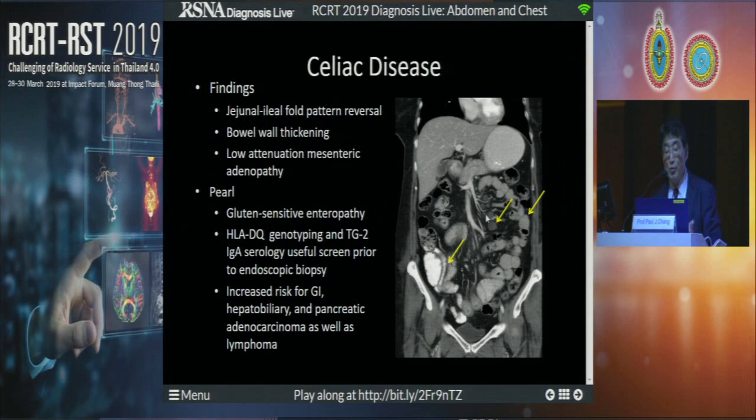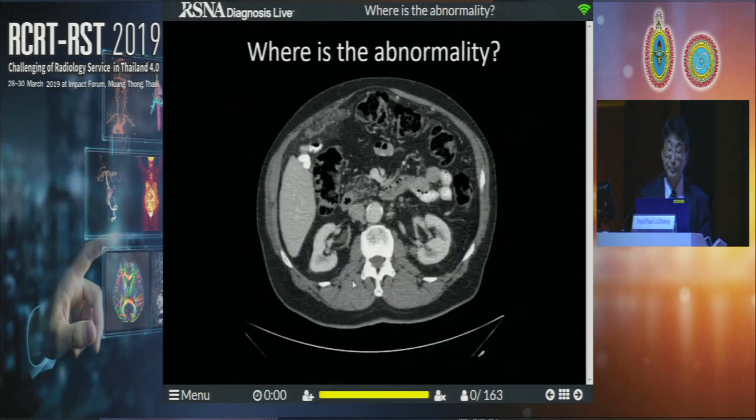So it is an enteropathy. Again, you may not see a lot of celiac disease in Thailand, but you will see malabsorption, and malabsorption has a similar kind of reversal pattern. Celiac disease patients need to be diagnosed because chronic inflammation and insult there is associated with subsequent adenocarcinoma as well as lymphoma. So it needs to be followed and treated aggressively.